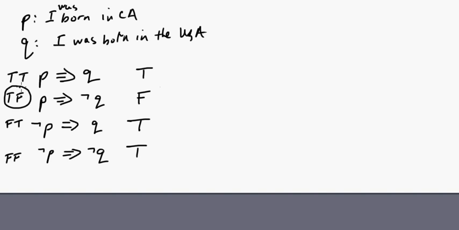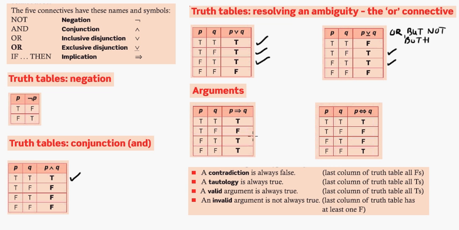True, false, true, false. This one right here is the only one that's false. Okay? So if we look back at our arguments here, you'll see that true, false is the only one that's false.